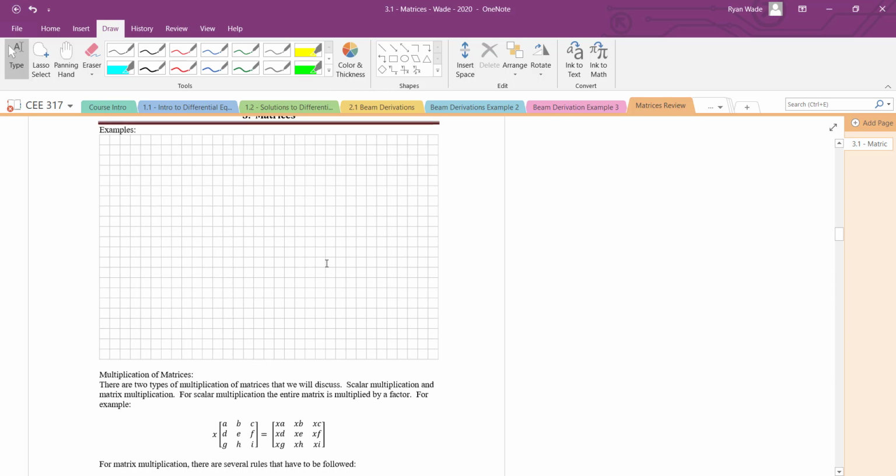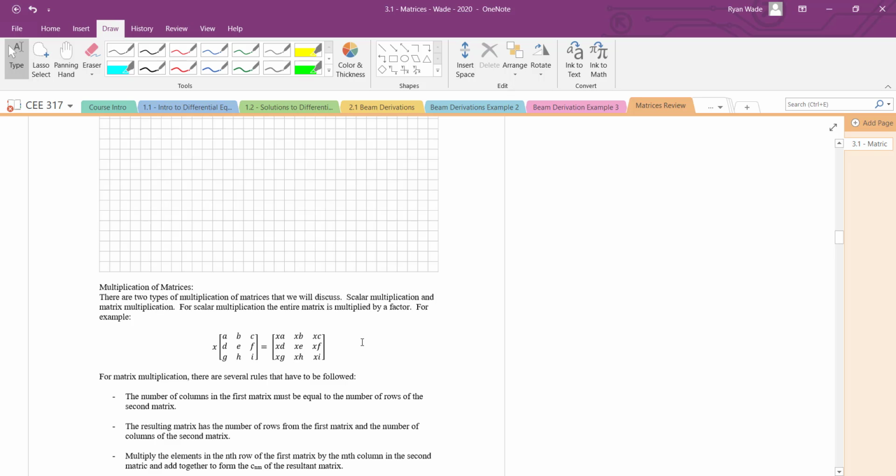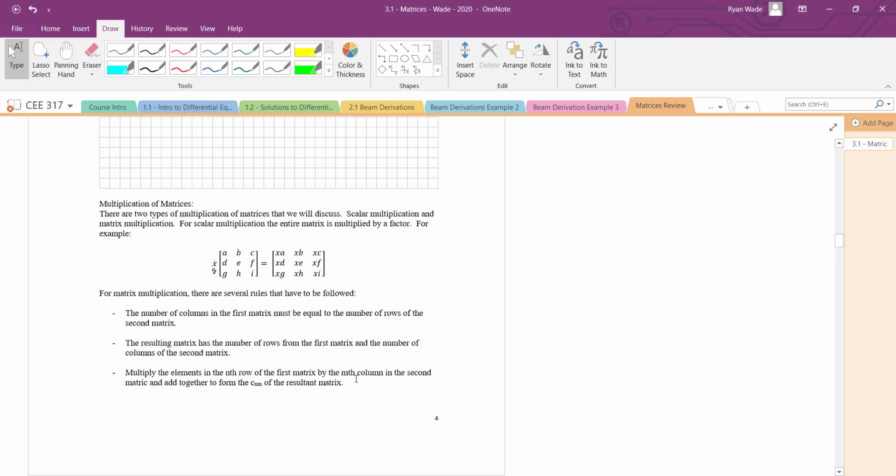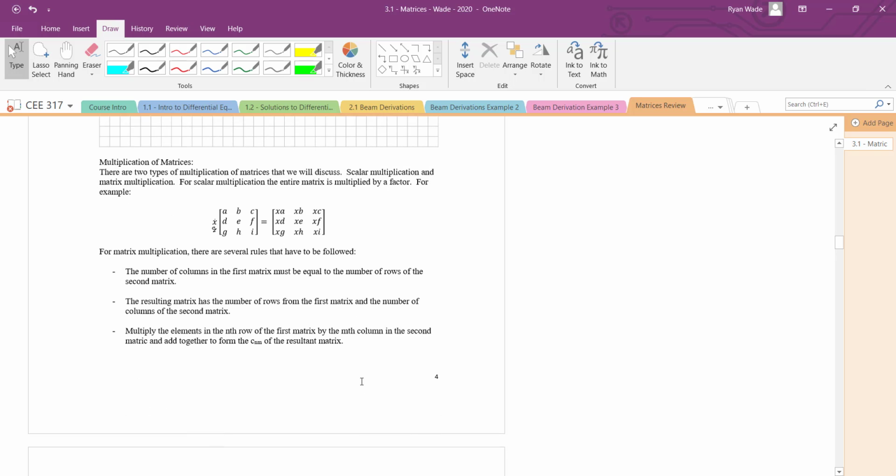There's different types of multiplication when we talk about multiplication of matrices. Scalar multiplication is where we take a number or a variable and we multiply it by the whole matrix. So in this case, if we have this x and we multiply it by the matrix, then we're going to end up with the result there. If we want to do matrix multiplication, however, there's a couple rules that have to be followed. So they're listed right there.